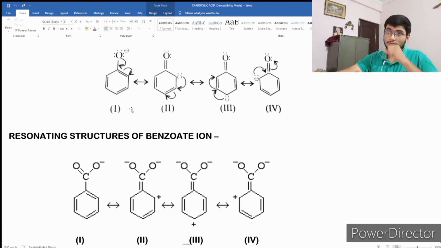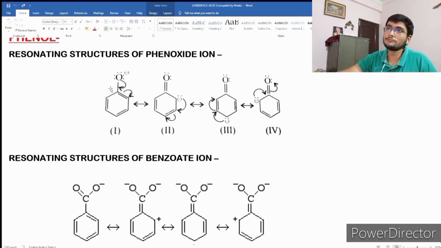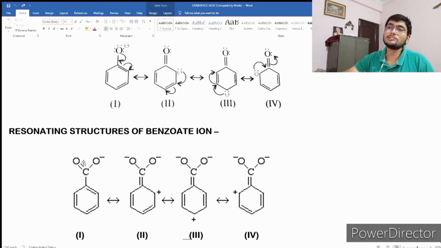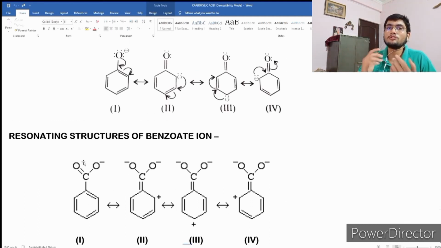Both of these are conjugate bases, but this conjugate base is more stable than this, because this minus charge is localized, fixed in one position, and this minus charge is delocalized, it is doing resonance. So this is more stable. If the conjugate base is more stable, its acid is more acidic in nature. So this is how you can explain why benzoic acid is more acidic than phenol.